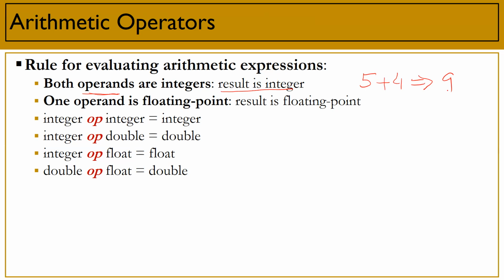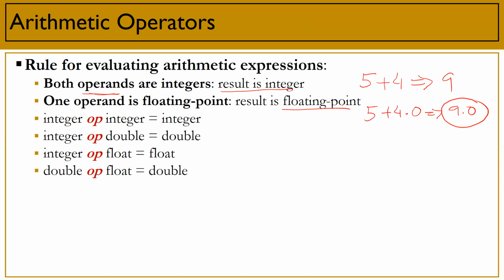But if one of the operands is a floating point number, then your result will be a floating point, right? So let's say if I have 5 plus 4.0, this is 9.0, right? Now this 9.0 will be stored as a floating point number inside the computer. So if one of the operands is floating point, your result is floating point, right?